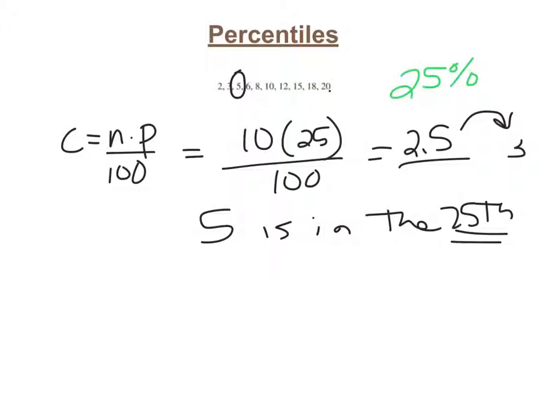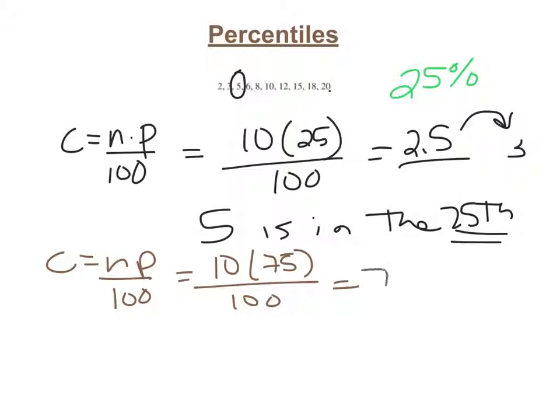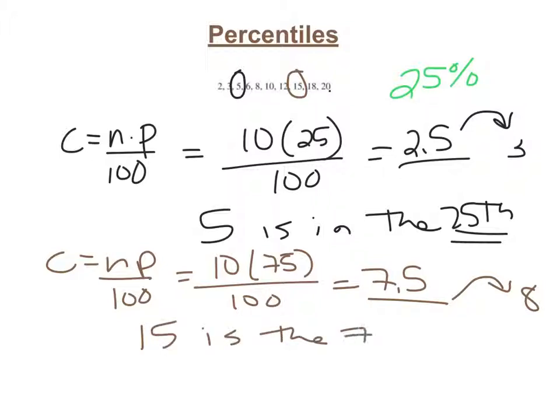What if I want the 75th percentile? Let's take a look at that one. So we'd say C equals NP over 100. 10 things in our set still. Now 75 over 100. 7.5 is the number. 7.5 is not a whole number, so I round up to the 8th item in my set. 15. 15 is the 75th percentile in the set.